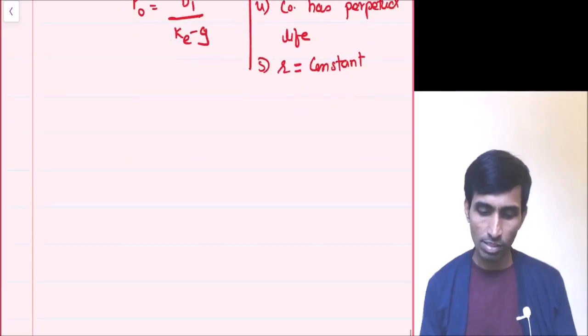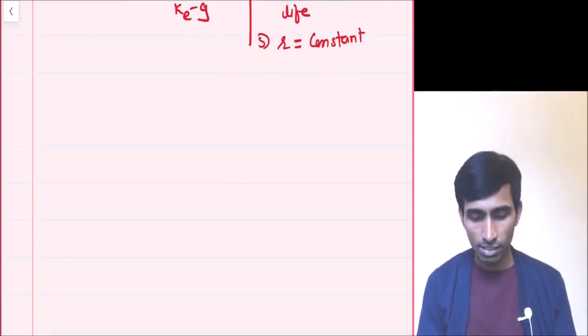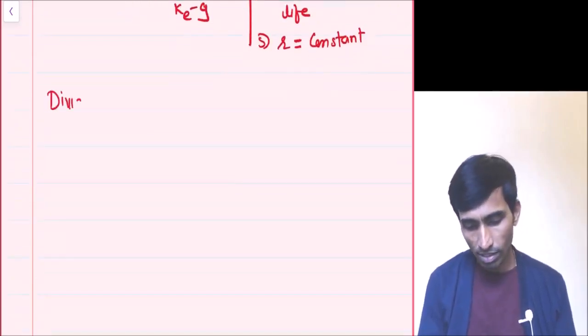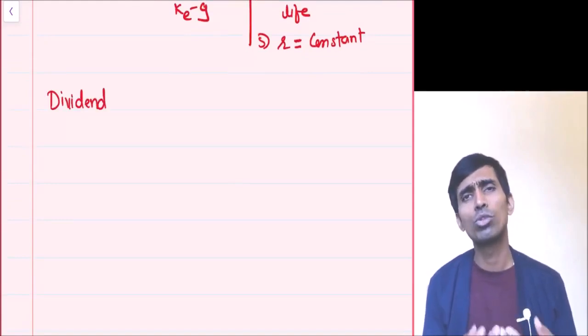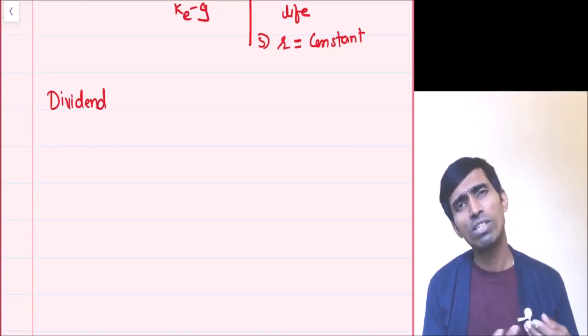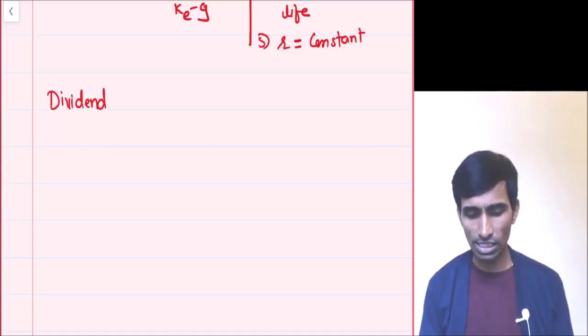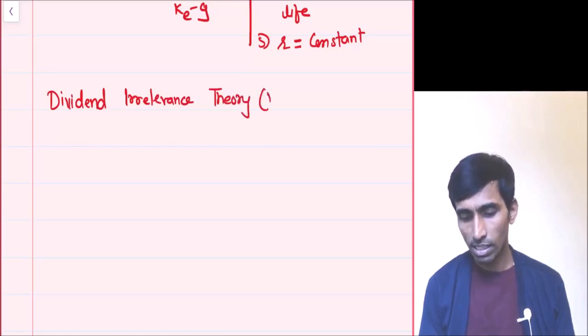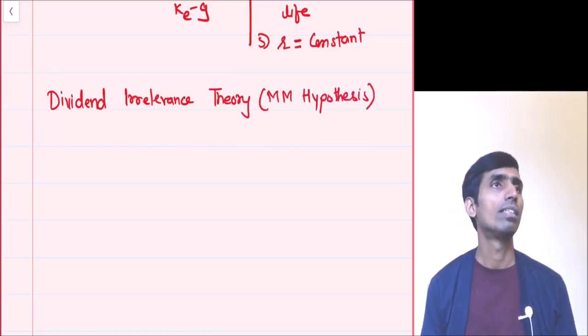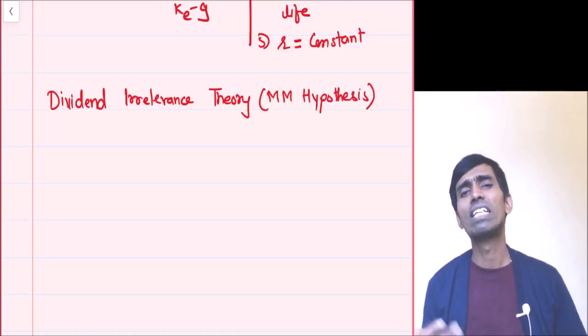Next, write the heading dividend. Obviously, if you know the K, if you know the G, if you know the dividend, you can always calculate price. We will do questions on that later. Dividend irrelevance theory. In bracket you can write MM hypothesis.